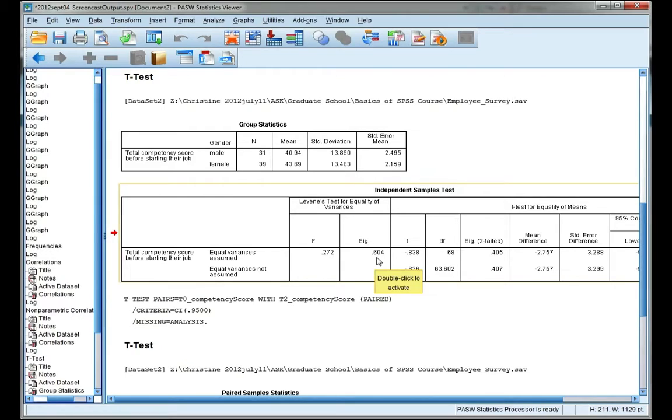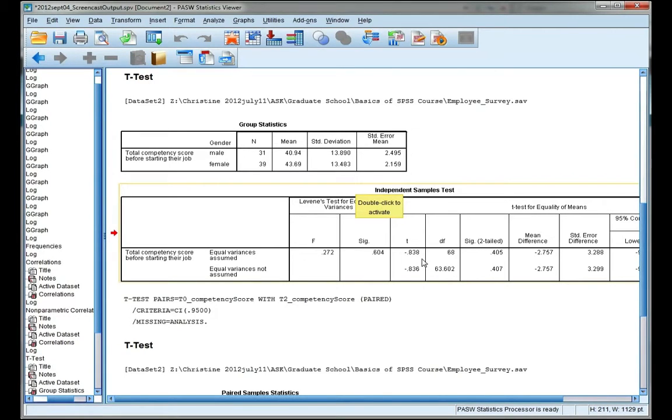Now this value of 0.604 is much higher than 0.05, which means that I'm going to accept my null hypothesis and assume that the variances are approximately equal. That makes sense because if we look here at the standard deviation, which is just the square root of the variance, we can see that these two values are very similar. So it makes sense that we can assume equal variances. So now we know to read the first line of these results.